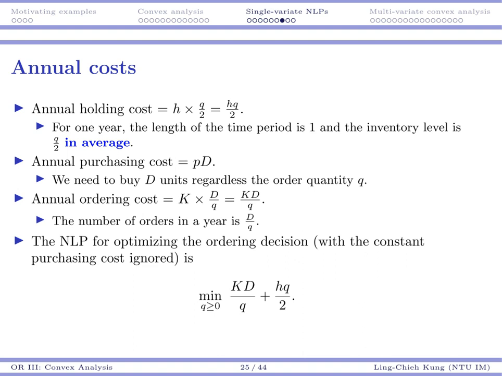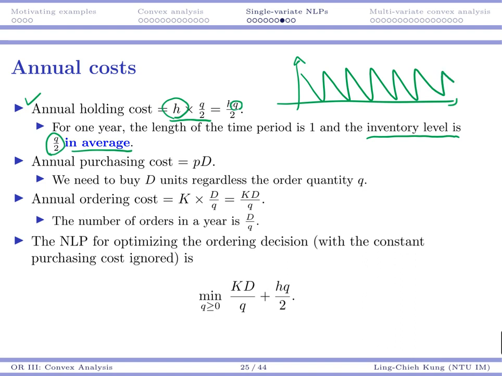So let's formulate this problem. Our annual holding cost, as we mentioned, is H multiplied by Q over 2, because Q over 2 is our average inventory level, multiplied by the per unit inventory cost, H. So once we determine Q and use that to go through 1 year, that's going to give us HQ over 2 as the total annual holding cost.